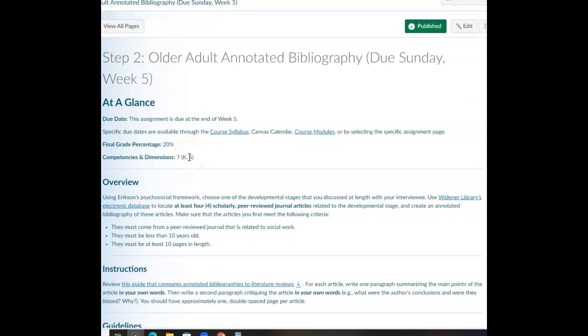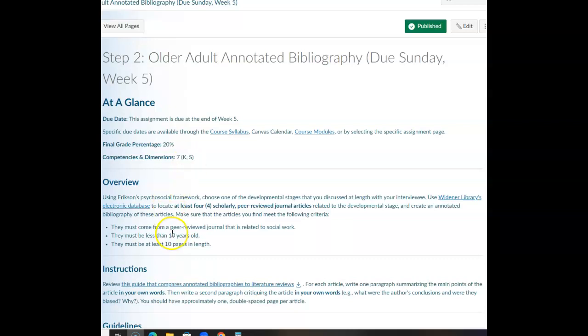Once you've completed your interview, using Erikson's psychosocial framework, you're going to think about one of the developmental stages that you discussed at length with your interviewee. Locate at least 4 scholarly peer-reviewed journals related to that developmental stage that can apply to what was happening in your interviewee's life. You want to create an annotated bibliography.